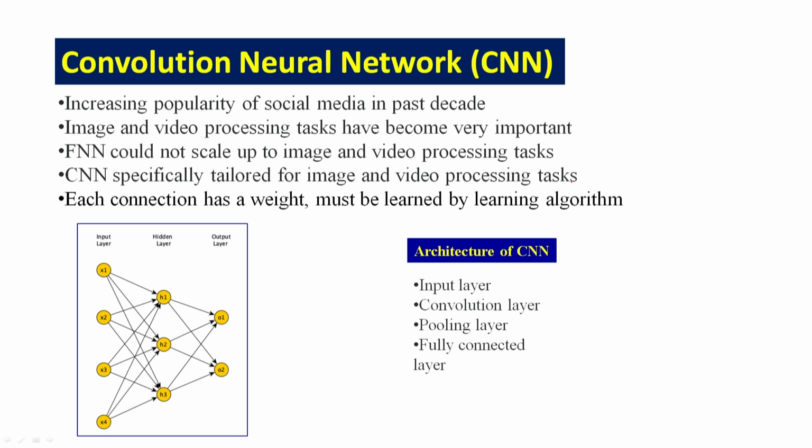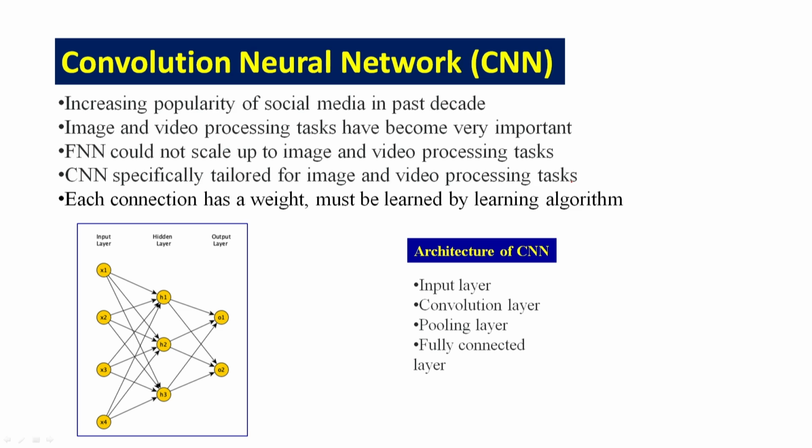Now, convolutional neural networks have many more features. We will talk about all these aspects in the next lecture, but let me tell you, it is a very popular network in social media, because you are dealing with images and videos, and that processing task is very important. FNN cannot be scaled up to image and video processing tasks. FNN means the normal ones. CNN can be tailored for any images, and each connection has a weight, which must be learned by learning algorithms. As you see, I have talked about input layers, convolution layer, pooling layer, and fully connected layers or dense layer, that is what is called a dense layer.